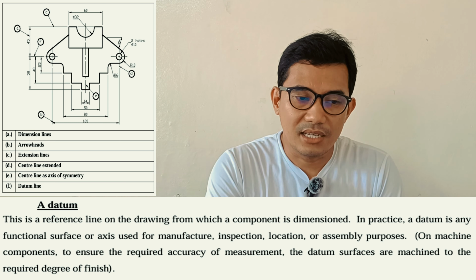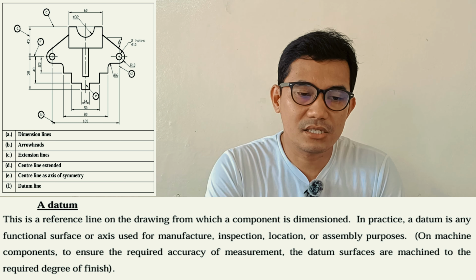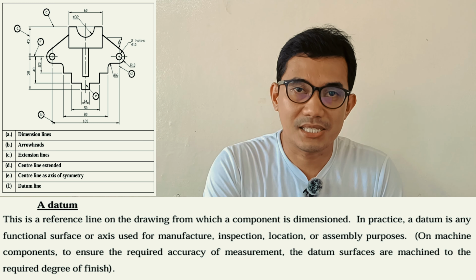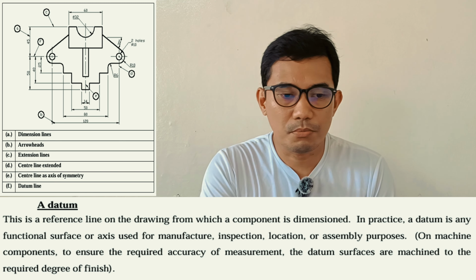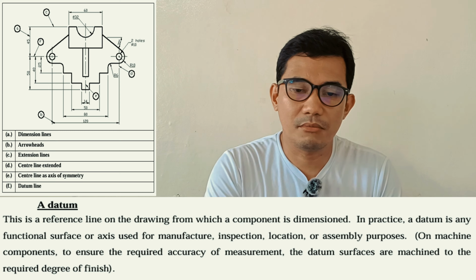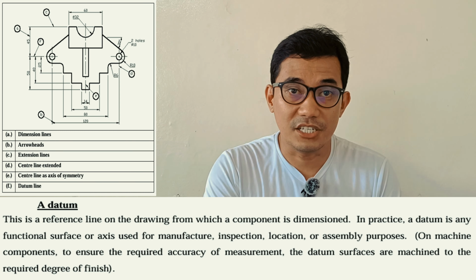In practice, a datum is any functional surface or axis used for manufacture, inspection, location, or assembly purposes. On machine components, to ensure the required accuracy of measurement, the datum surfaces are machined to the required degree of finish. Now, there are methods of dimensioning common features. What are these methods? First, how to dimension a diameter.